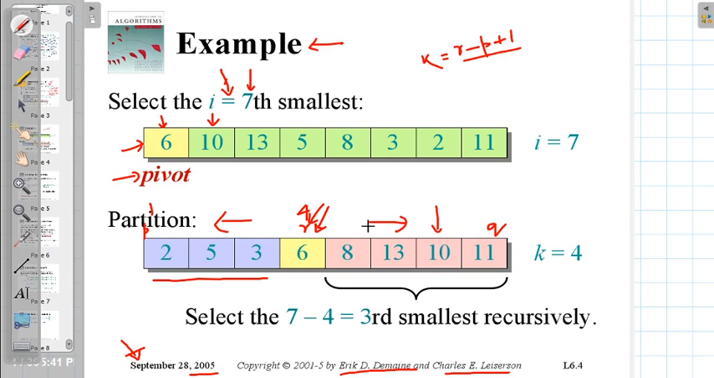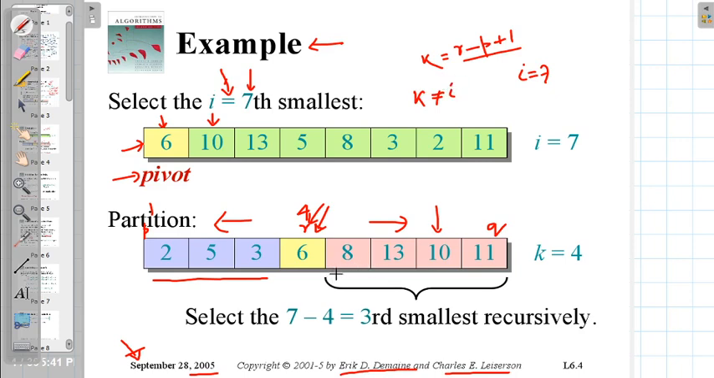Then the problem will be very trivial, okay? So the kth smallest element, the kth one we have got, and I have to check that I equal to the 7th smallest element. So I have to check whether k equals I or not. Here I am seeing that k does not equal I. That means k equals 4, but I equals 7.